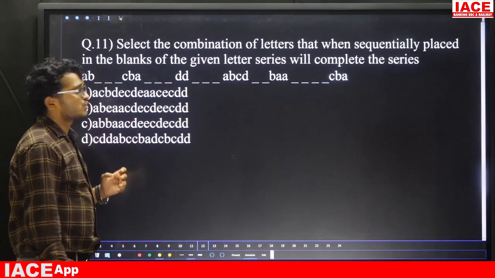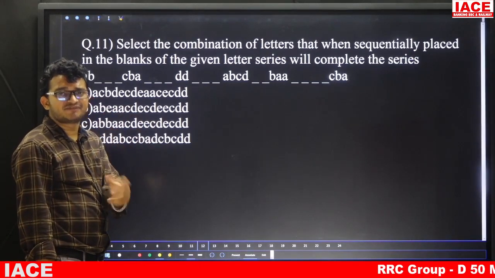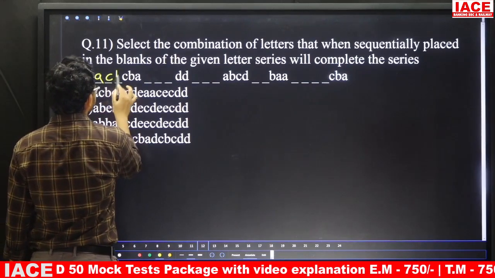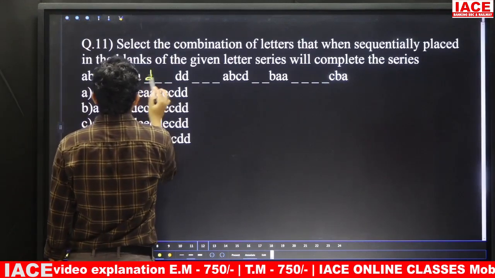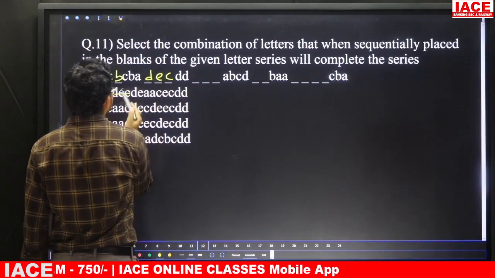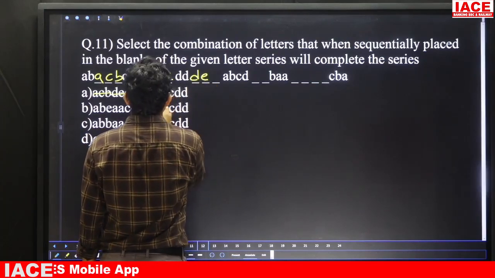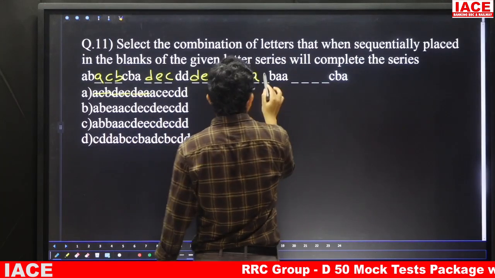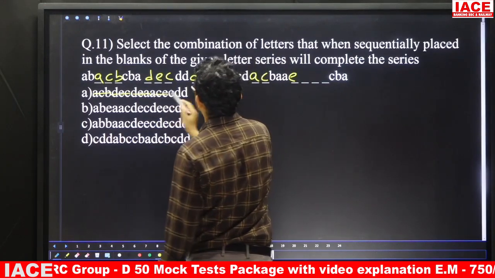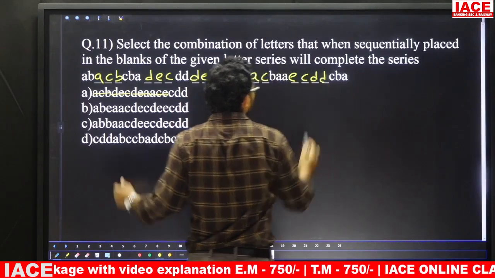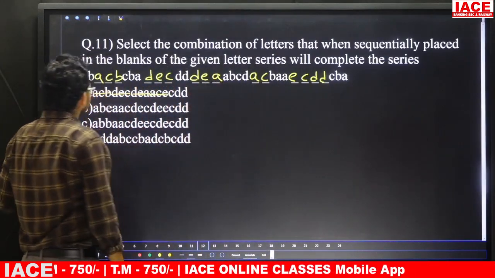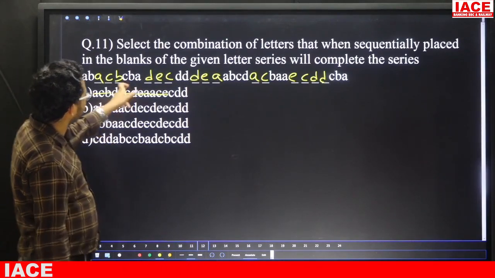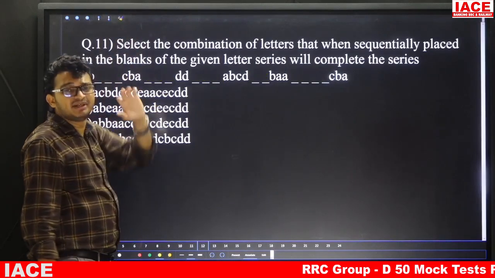Friends, for this type of question, first analyze the sequence; if not, substitute the options. Suppose I take your options: first one is A, C, B, next D, E, C, next D, E, next A, next one again A, next C, E, next C, D, D. Observe whether any series is repeating: A, B, A, C, B, next A, C, B, C, A, B. No, that means for the first option there is no chance, no series is repeating.